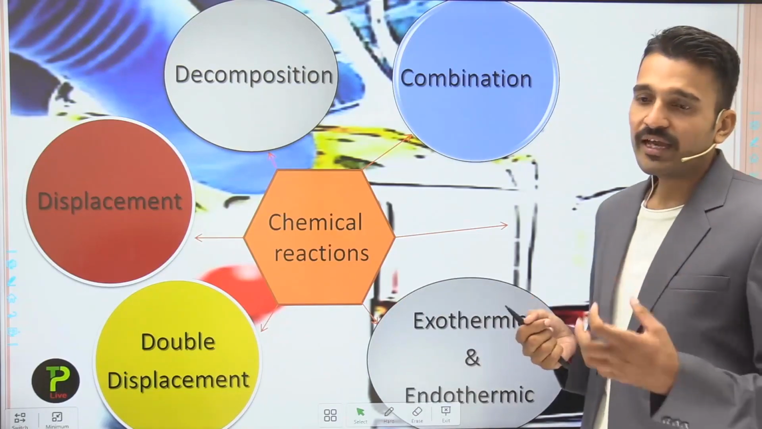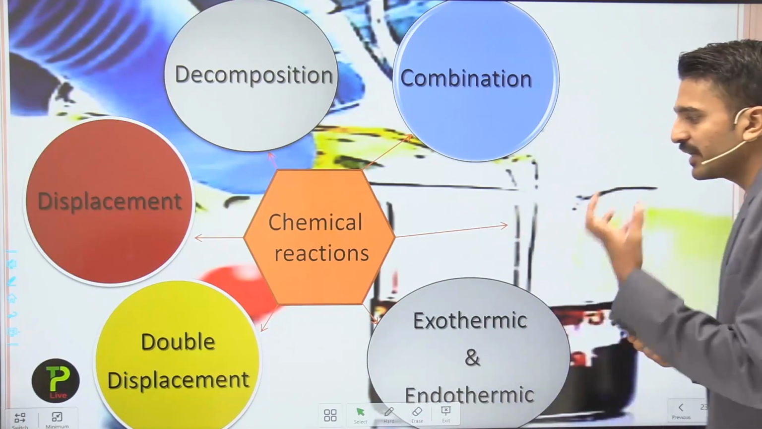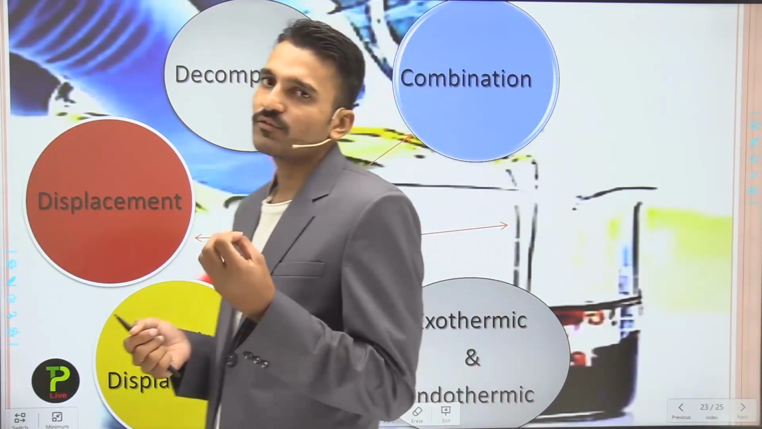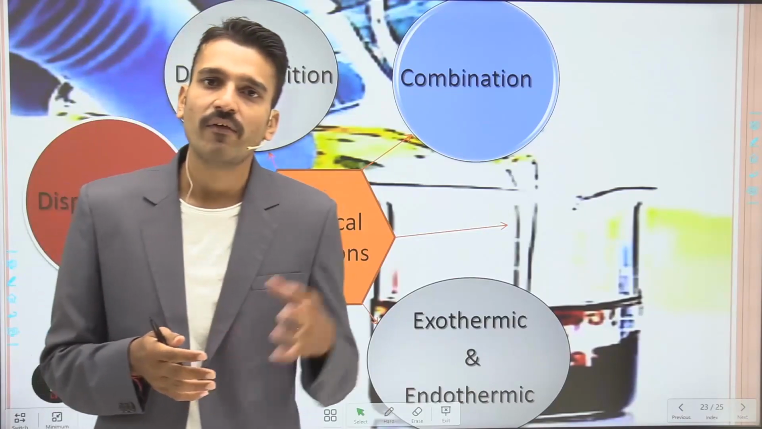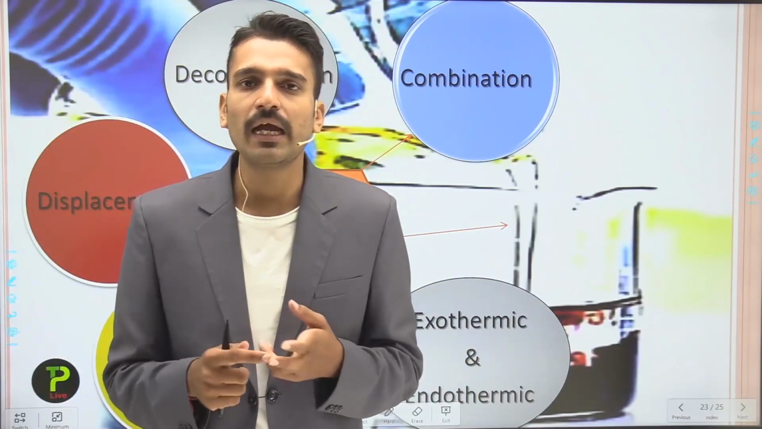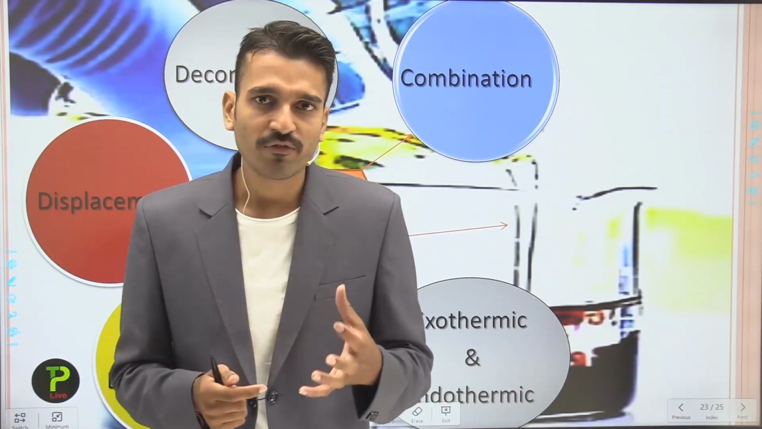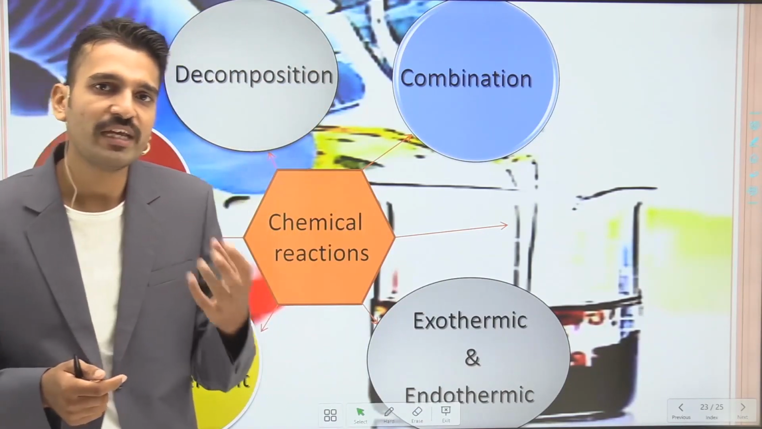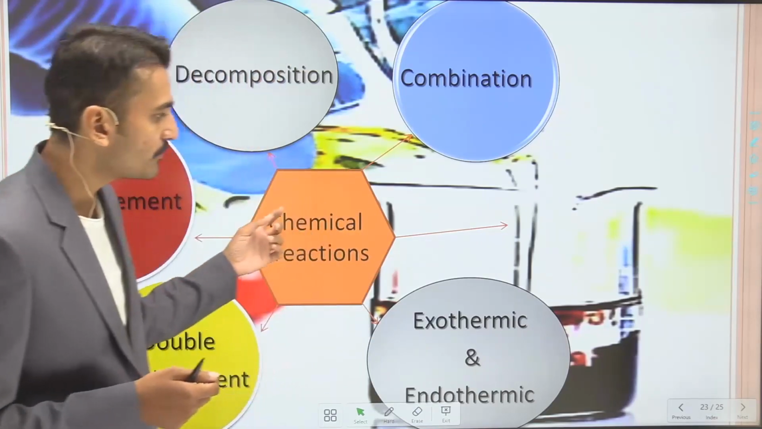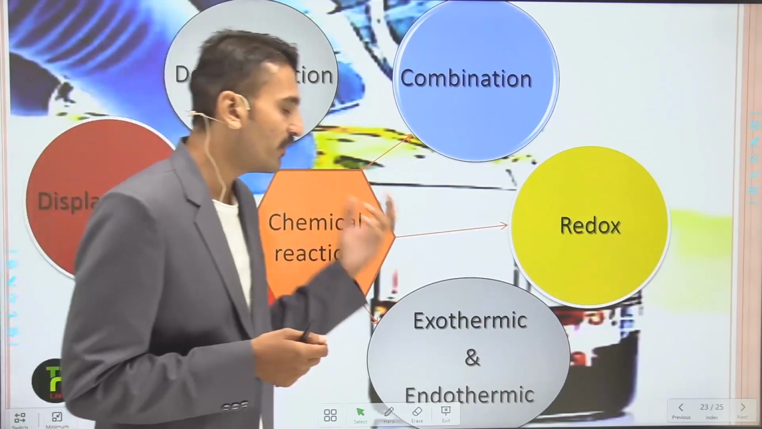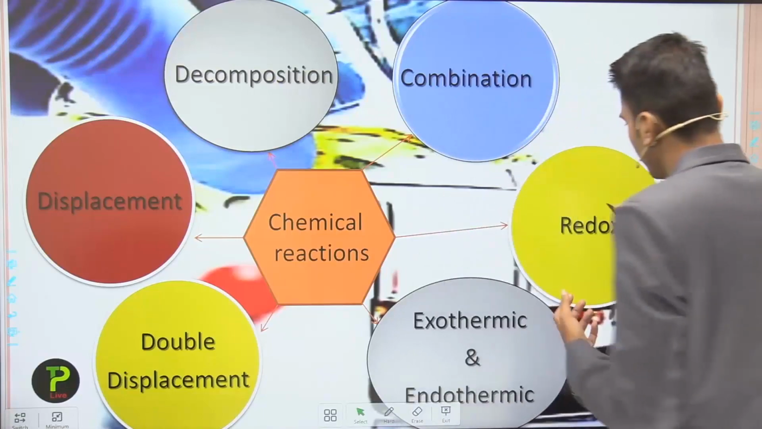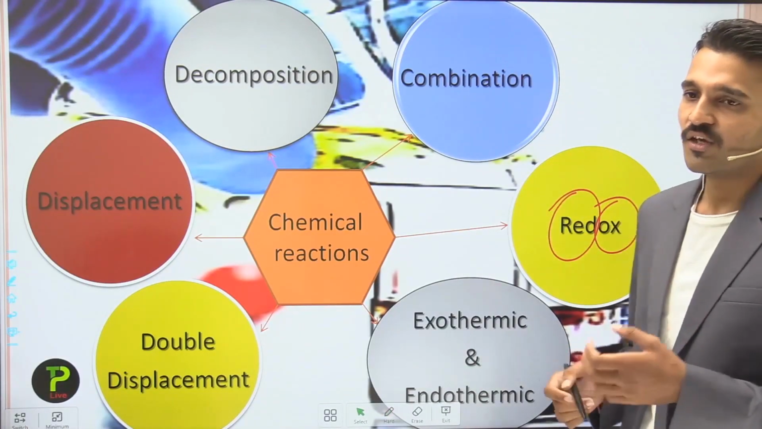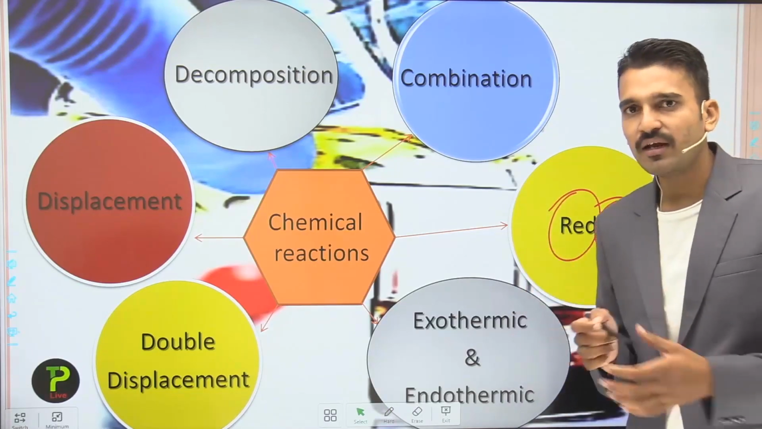Another category that you have seen in chemical reactions is exothermic and endothermic reactions. In exothermic reactions, energy is released either in the form of heat, light or electricity. While in endothermic reactions, energy is utilized in the form of heat, light or electricity. Moving to the last topic, that is the redox reactions, in which reduction and oxidation occur simultaneously. So this is all about chemical reactions.